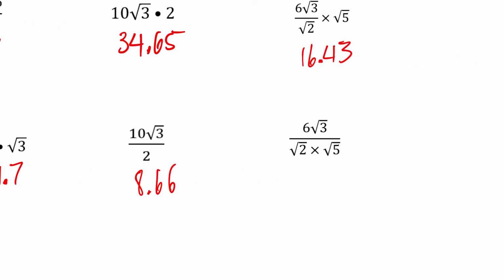Okay, and then 6 square root of 3 divided by square root of 2 times square root of 5. 3.30. Is what? 3 point what? 29. Okay. All right.